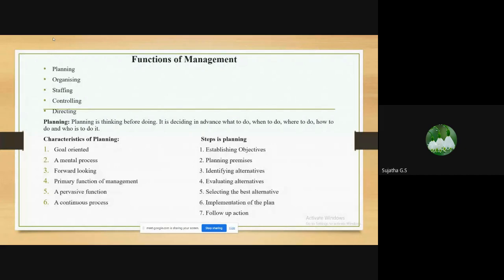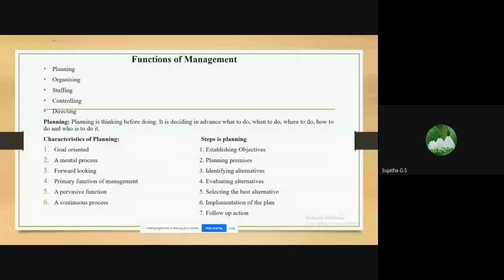And the third step is to identify alternatives. Once objectives are set and assumptions are made, the next step is to identify all the possible courses of action. For example, available alternatives are reduce the price of the product, increase advertisement, appoint salesmen for house-to-house sale. These come under the alternatives.